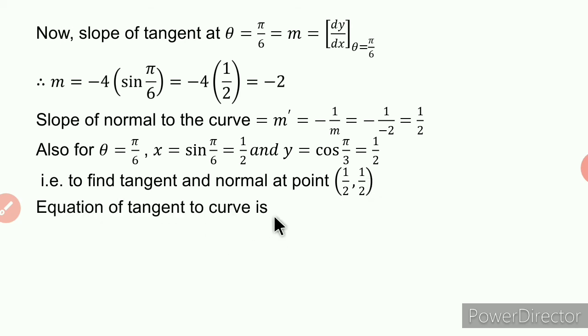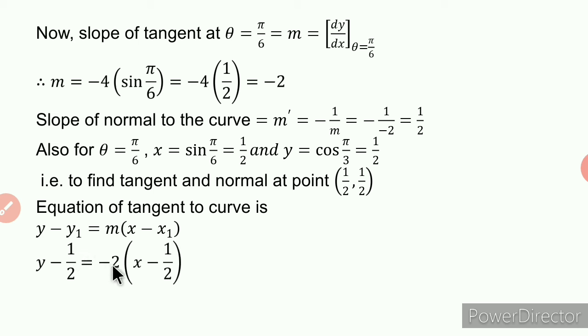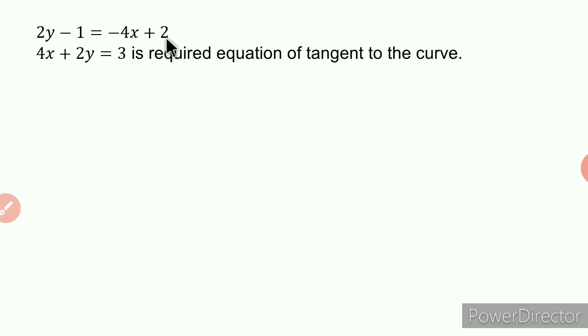So the equation of tangent to the curve is y minus y1 is equal to m multiplied by x minus x1. That is y minus half is equal to minus 2 multiplied by x minus half. It is y minus half is equal to minus 2x, minus minus becomes plus 1. Now multiplying each term by 2, we get here 2y minus 1 is equal to minus 4x plus 2. That is 4x plus 2y is equal to 3 is the required equation of tangent to the curve.